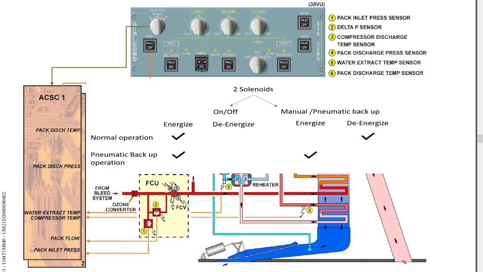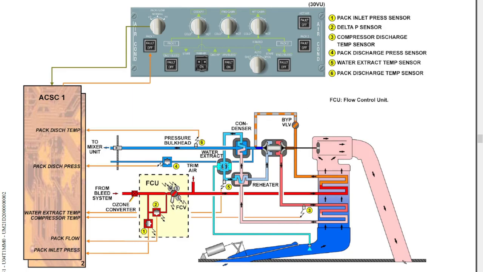For normal operation of the flow control valve, the on-off solenoid should be in the energized state. The mode solenoid, the other solenoid, should be in the de-energized state. Even for the flow control valve to operate in the pneumatic backup mode, the on-off solenoid should be in the energized state. For operating in backup mode, the pneumatic backup solenoid will go to the energized state. If you switch this off from the cockpit, the on-off solenoid will get de-energized and the flow control valve will close. So now you can see the flow control valve is an electrically controlled pneumatic valve.